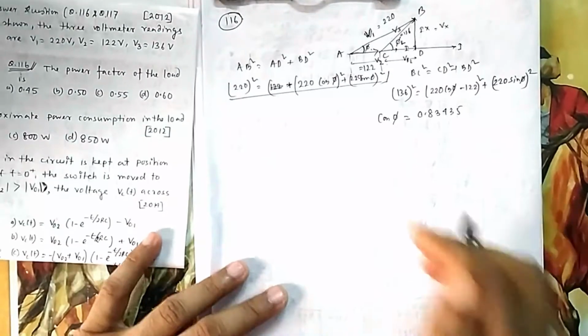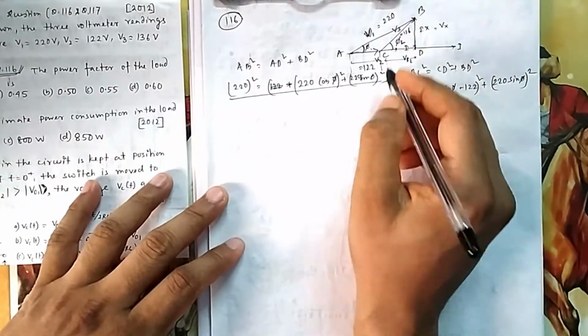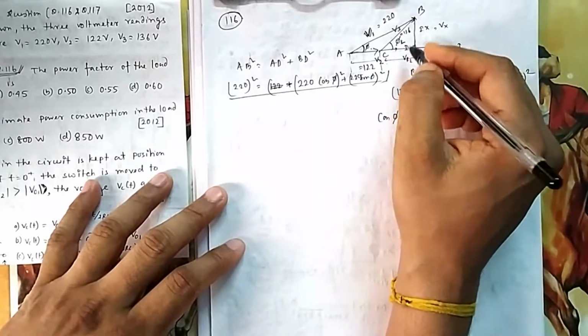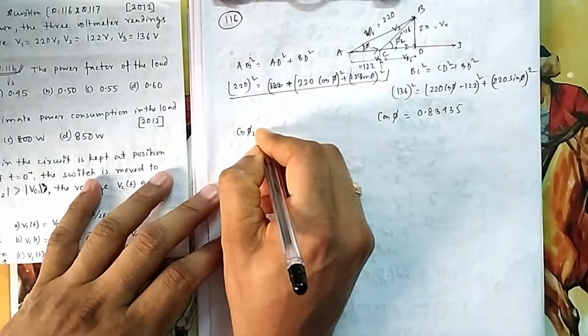But this is not the power factor. What was the power factor? They are asking the power factor of this one. That means they are concerned about your phi L. So for phi L you can think of this, or they are asking directly cos phi L. So you can think of cos also.